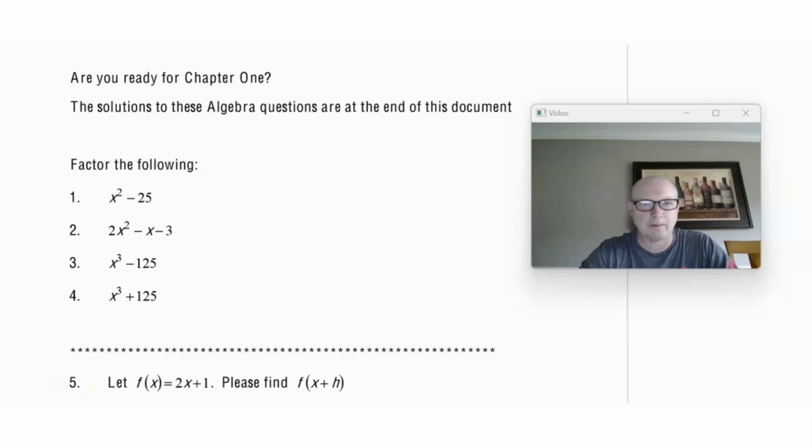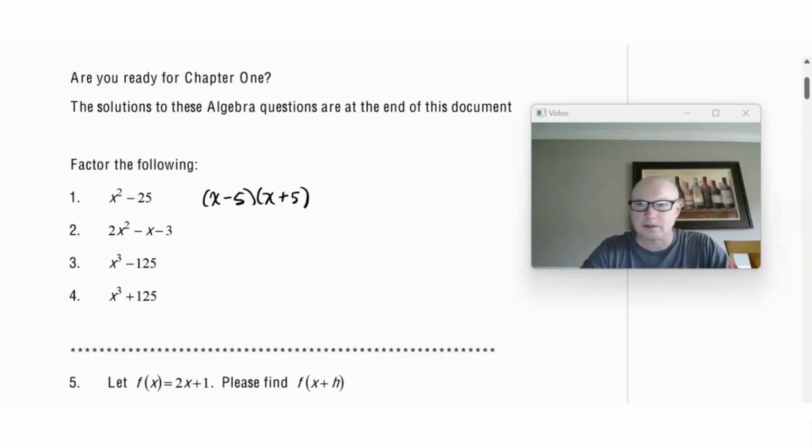All right, in this video, I'm going to go over some of the algebra skills needed for the beginning of the year for AP Calculus. This will be part one of the video series, and we're going to start out with some factoring. So in the first problem here, we have x squared minus 25, so we want to recognize this as a difference of squares. So this is going to be x minus 5 times x plus 5.